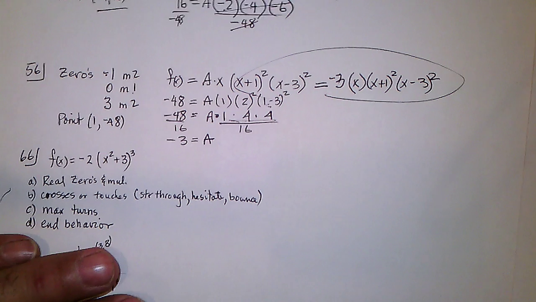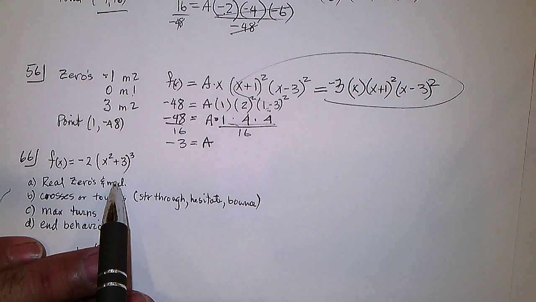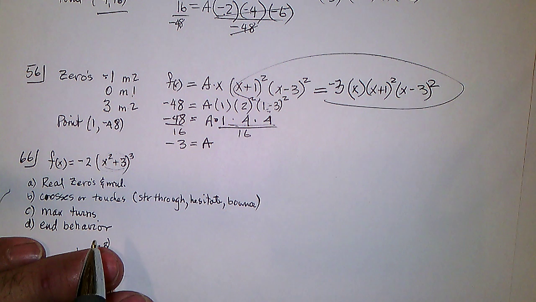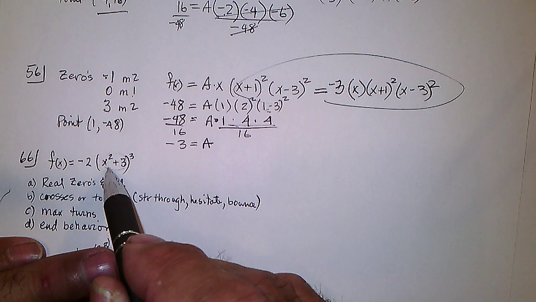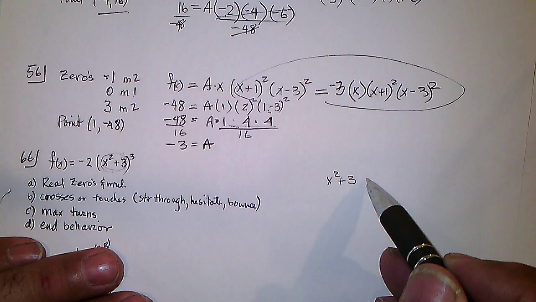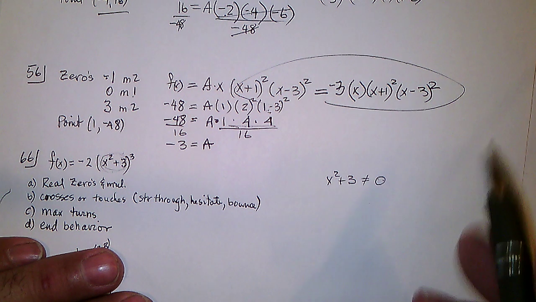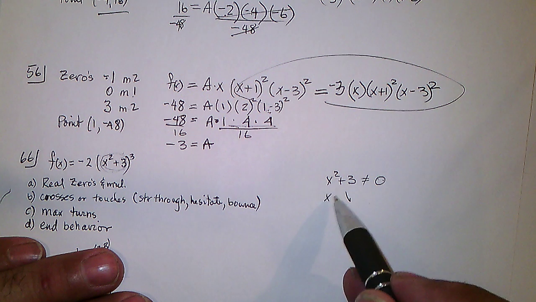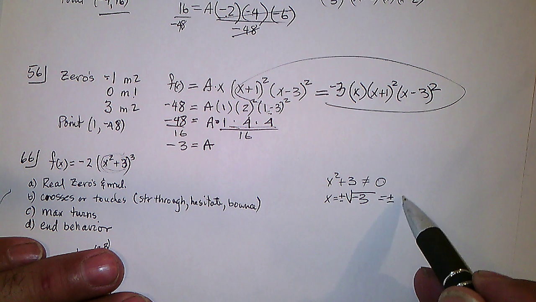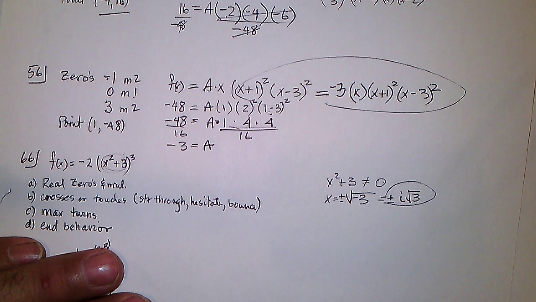Okay, now we got this one. Find the zeros and multiplicity. So this is actually a 6th degree. But the factor here, x squared plus 3, is never equal to 0 with real numbers, because you subtract 3 and you get a negative and you take the square root. X would equal plus or minus the square root of negative 3, which is plus or minus i square root of 3.